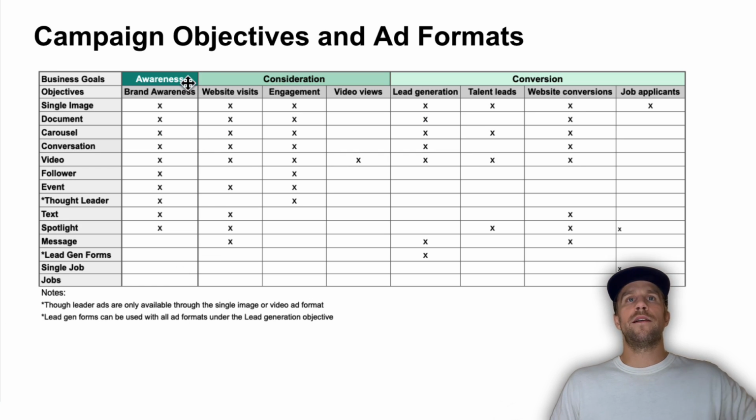So I have this grid here. Again, we have the awareness, consideration, and conversion categories, and you can see all the different objectives. And then on the left-hand side, you can see all the ad formats available, and I have a check mark if it's available for that objective.